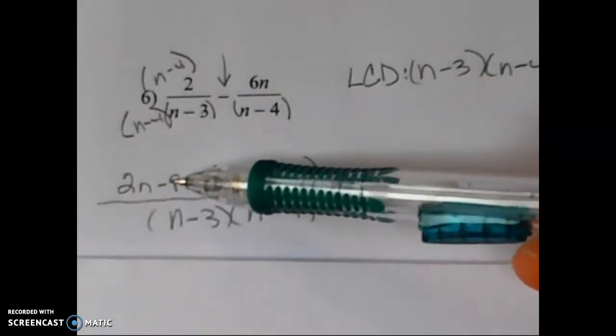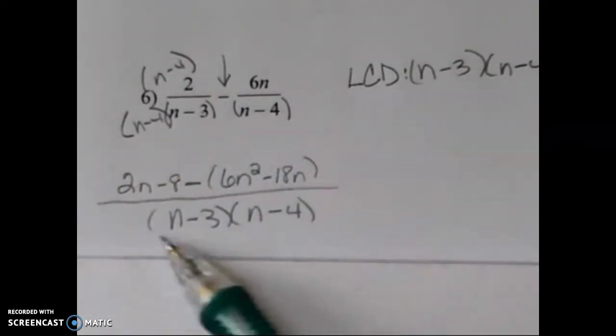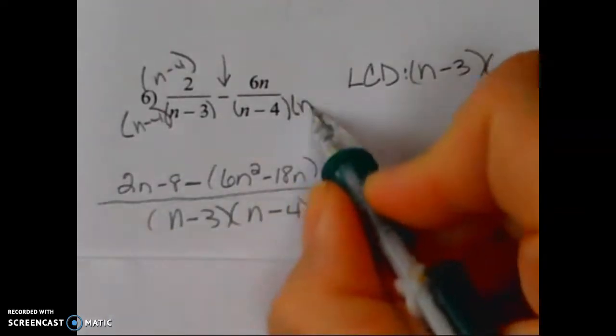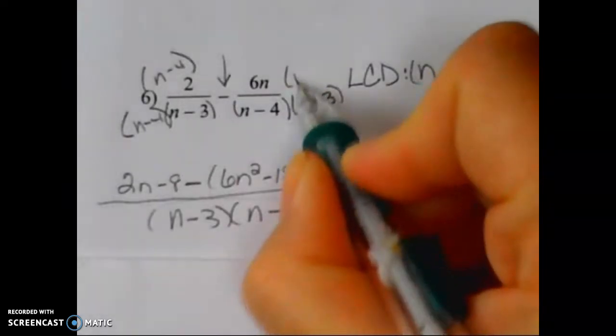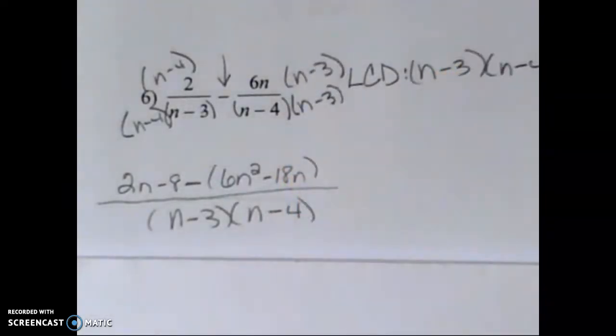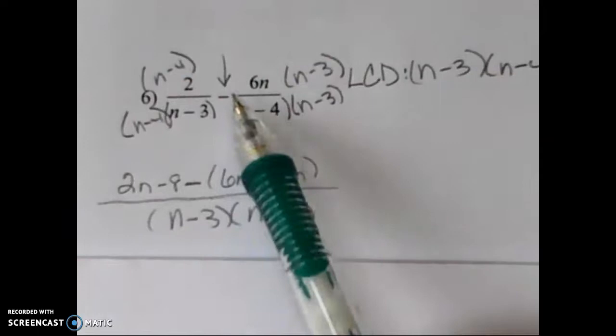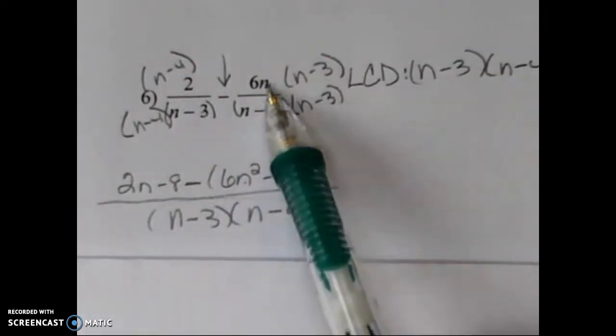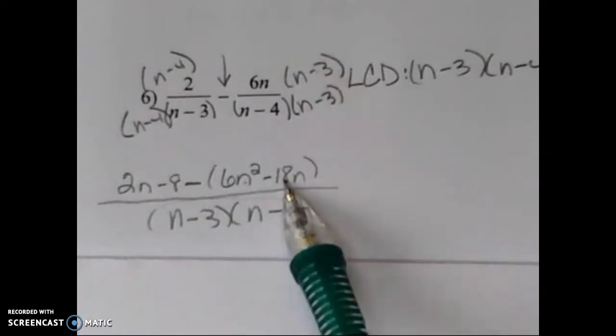Then we'll take care of the second fraction. N minus 4 times what will get me to this new denominator? That's n minus 3. And 6n times n is 6n squared. 6n times negative 3 is negative 18n.